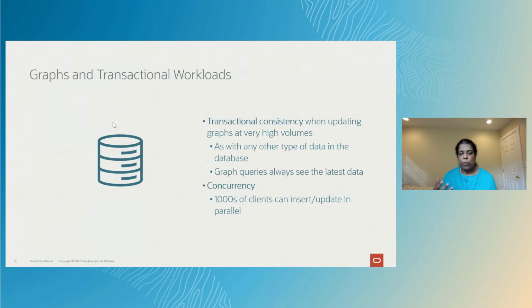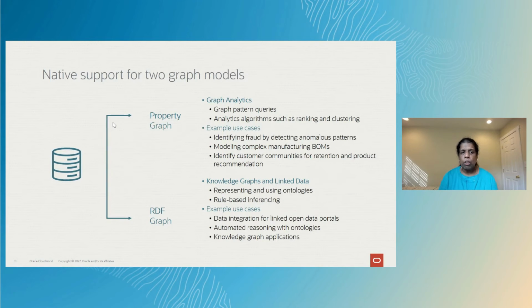And Oracle Graph would scale well and work well. So I think that is one of the unique features that we've built on decades of mature transactional consistency capabilities that the Oracle database has. So I mentioned the two graph models, the property graph model and the RDF graph model.